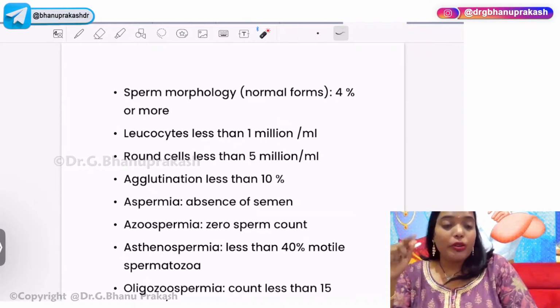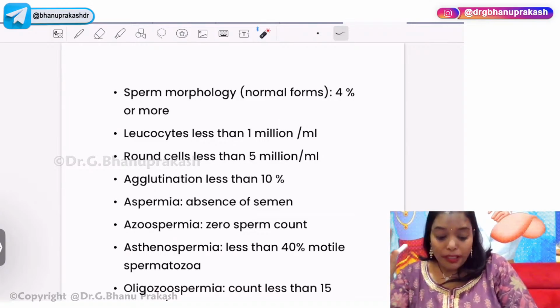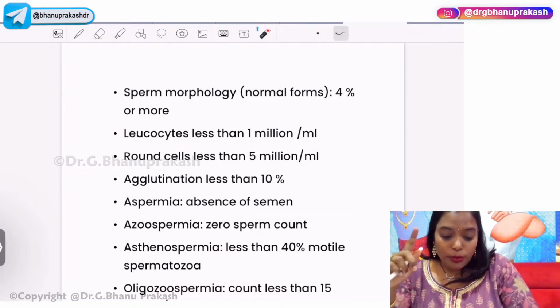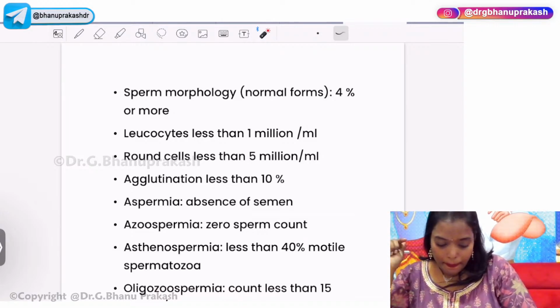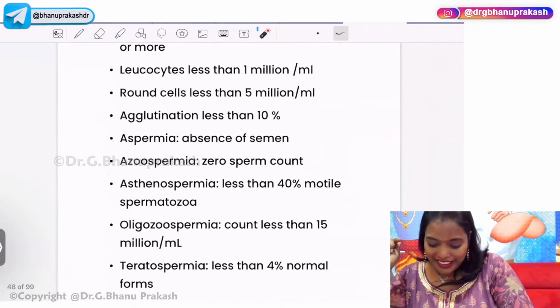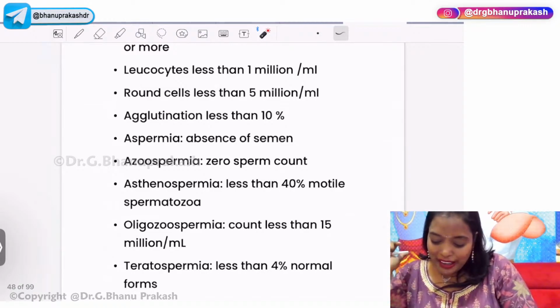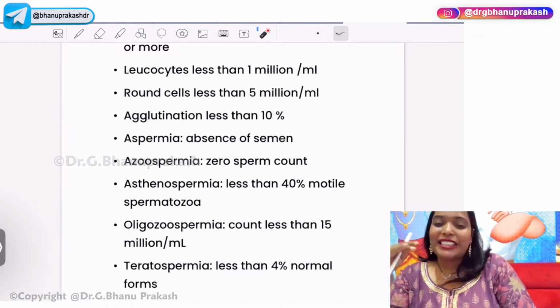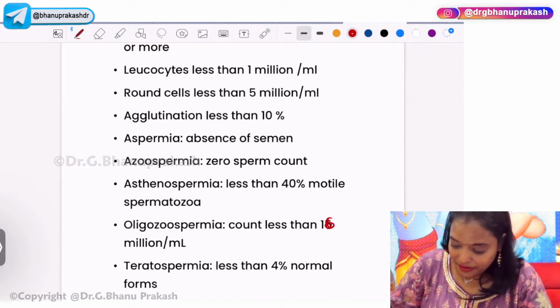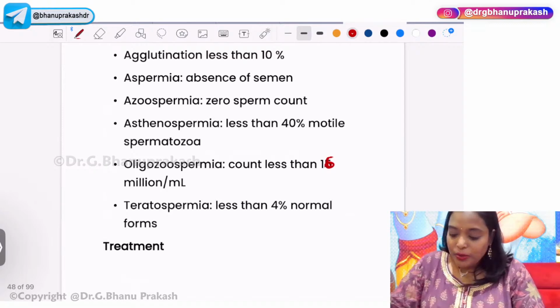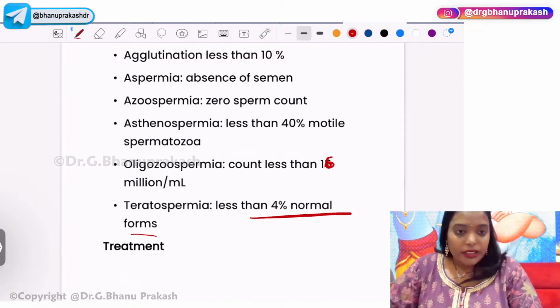Mainly in obstructive cases you will have aspermia. Azoospermia means zero sperm count. Asthenospermia means motility is less. Oligospermia means count less than 16 million. Teratospermia is morphology less than 4%.